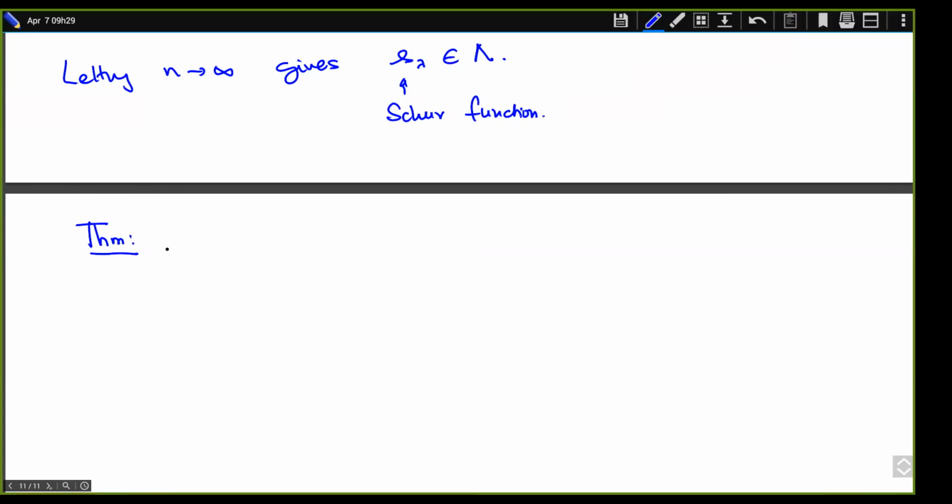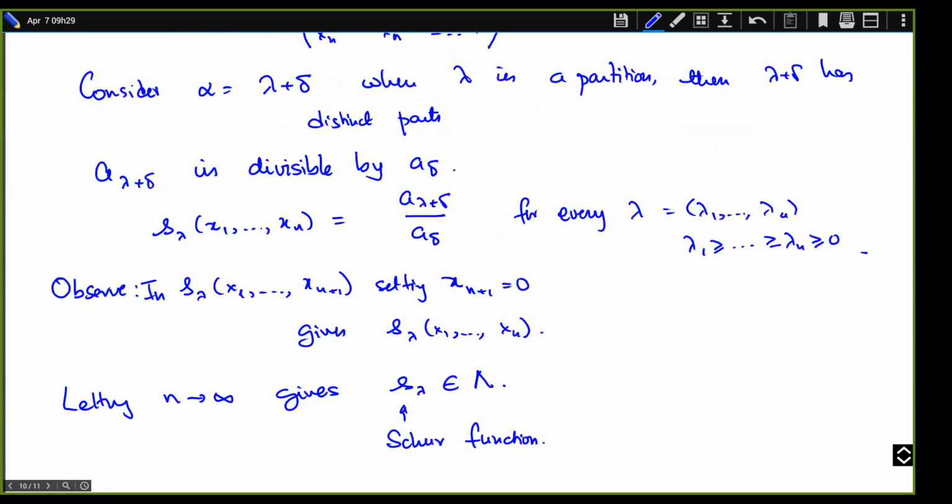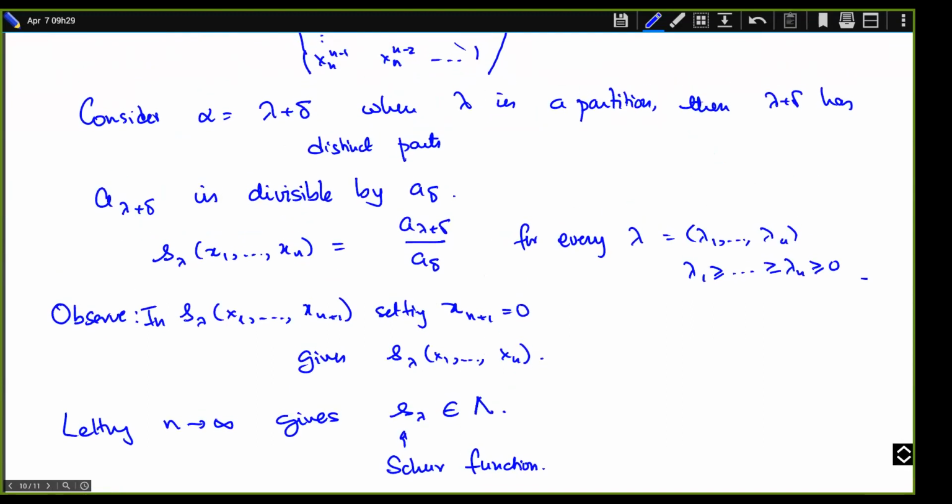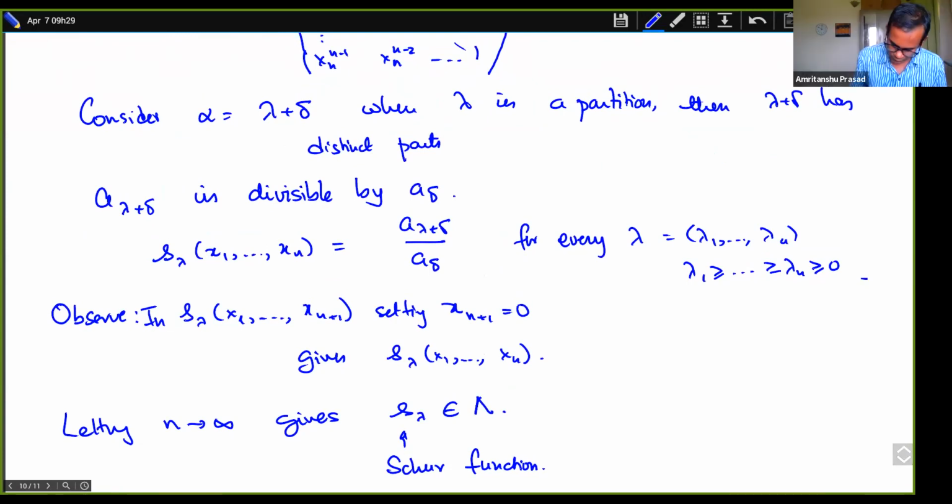Sorry, Amri, could you scroll up for just a minute? Yeah, sure. So this n goes to infinity part. What I'm saying is it has the stability property, the limit of the finite ones. So it defines an element of the projective limit. Right. Okay. Thanks so much.